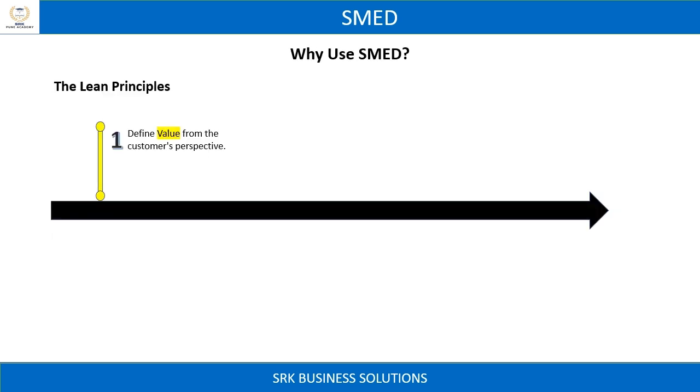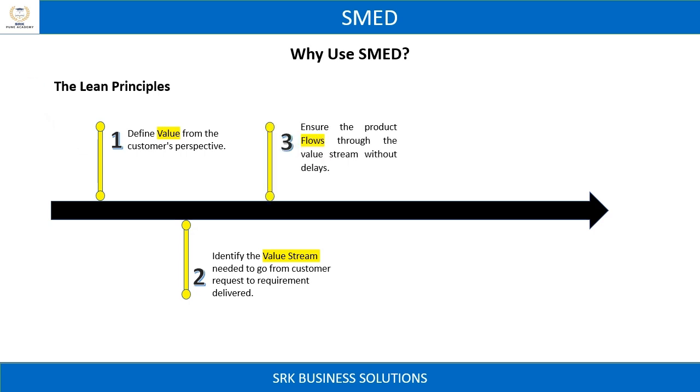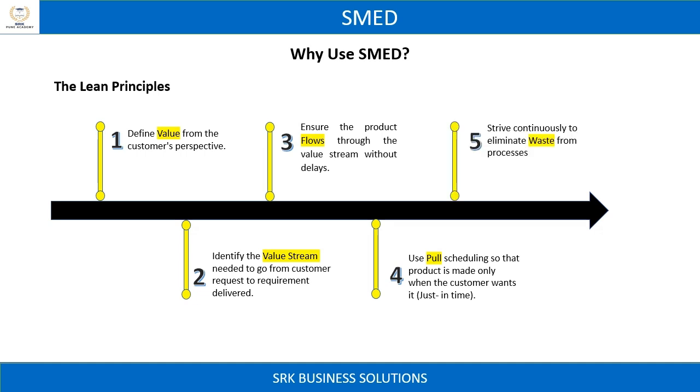Now, why use SMED? As we know, the lean principles are 1. Define value from the customer's perspective. 2. Identify the value stream needed to go from customer request to requirement delivered. 3. Ensure the product flows through the value stream without delays. 4. Use pull scheduling so that product is made only when the customer wants it, just in time. 5. Strive continuously to eliminate waste from processes. 6. Uses of SMED.